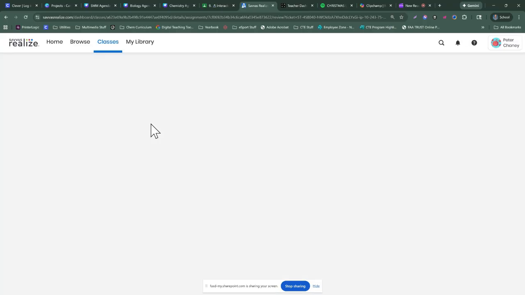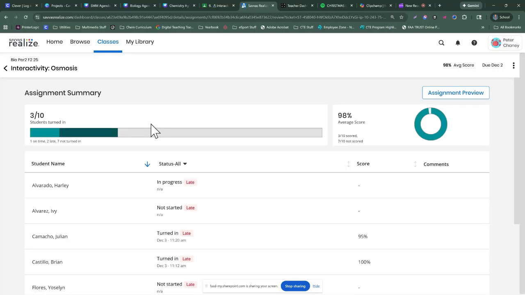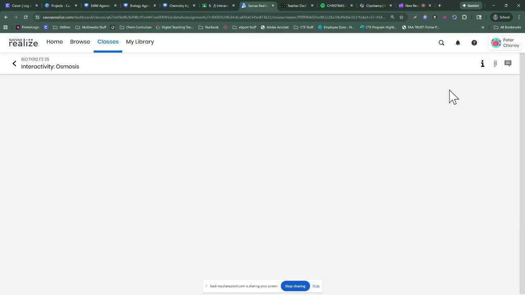So osmosis is the transport of things inside and outside of a cell. It's kind of a different process when we're talking about plant cells versus animal cells. And so we'll kind of talk about some of that.